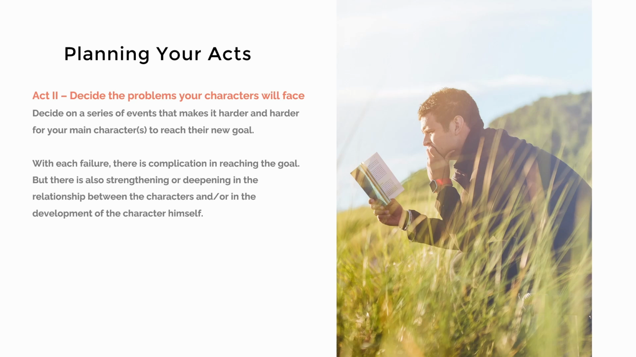Act 2, we're going to decide the different problems that your characters will face. So we're going to decide on a series of events that makes it harder and harder for your main characters to reach their new goal. So with each attempt to reach their new goal, they should fail, because the only time they should succeed would be at the end of the story. So we're going to give them some things that they need to do, and they are going to fail each time, or there's going to be conflict, there's going to be problems. It depends on what kind of genre of story you're writing.